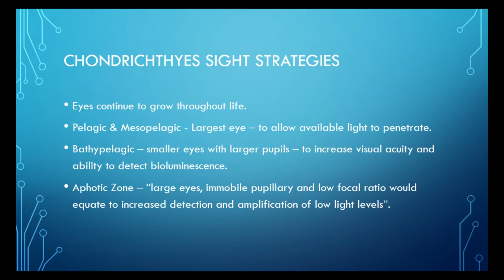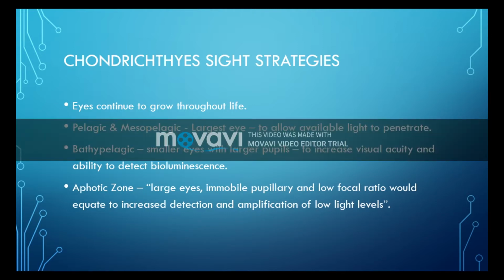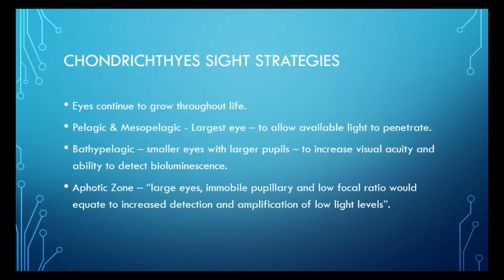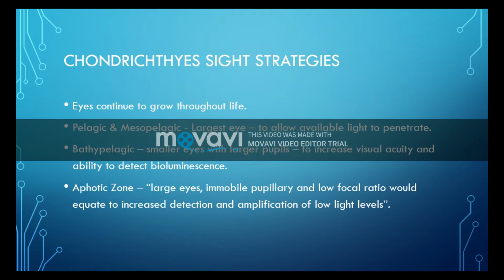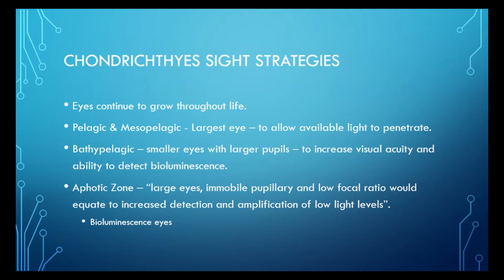Along with the bathypelagic, below in the aphotic zone, large eyes with immobile pupillary and low focal ratio would equate to increased detection amplification of low light levels. This allows them to see in very low light levels. They can pick out the contrasting images of other organisms or objects. Along with the adaptations of the aphotic zone, we also have bioluminescent eyes, which this video will show some strengths and weaknesses, mostly strengths, of the sharks that use these in the mesopelagic area.